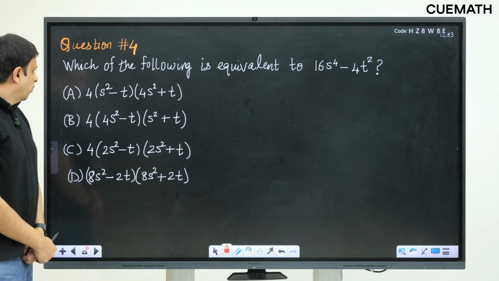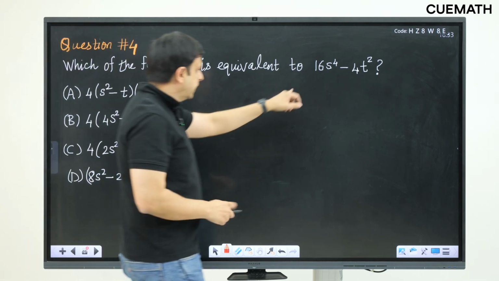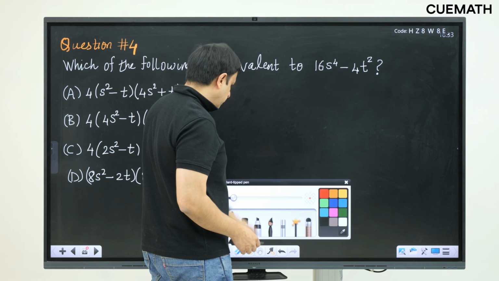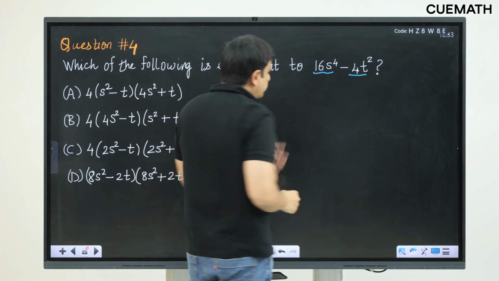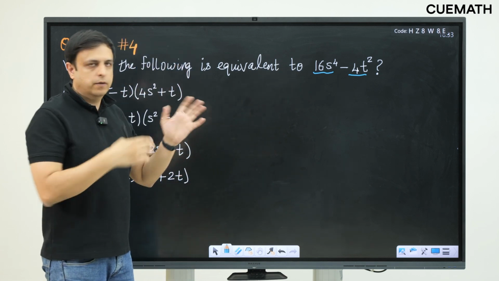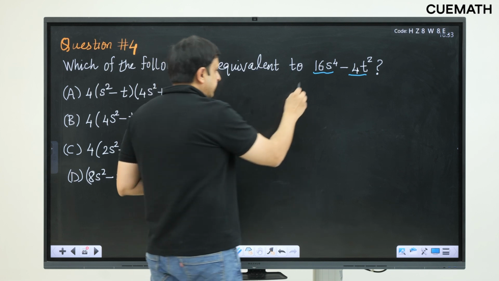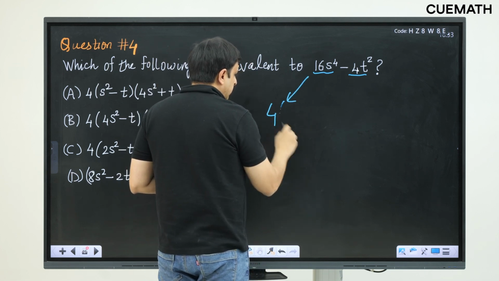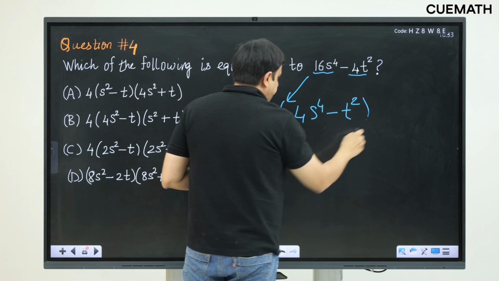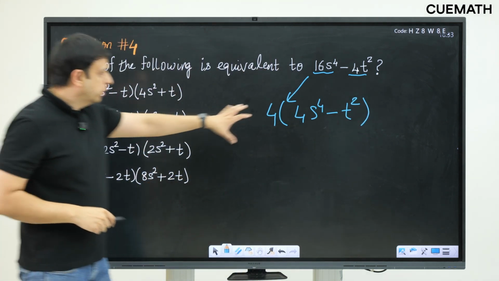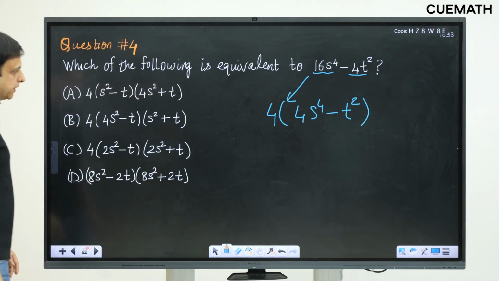The next question, number 4, says which of the following expressions is equivalent to 16s to the 4 minus 4t square, 16s to the 4 minus 4t square. So, you can see that there is a factor of 4 that you can take out as common, you can factor that out, and you can write this expression as 4 times 4s to the 4 minus t square. And what I am trying to do here is factorize this expression so that I get one of these expressions here.